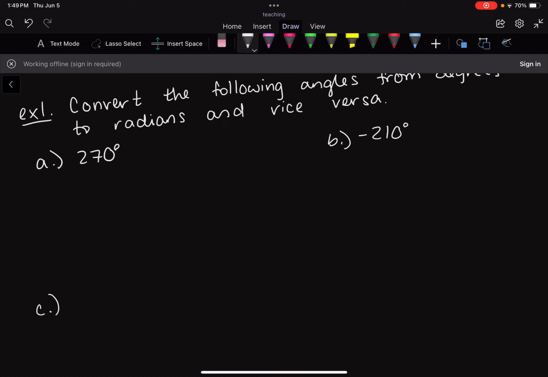Part C, I'll do some radians ones as well, so let's pick a radians one. I'm thinking 3 pi over 4. And then for part D, let's do pi over 6.